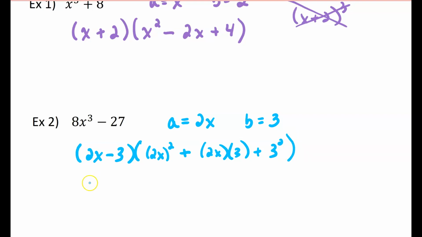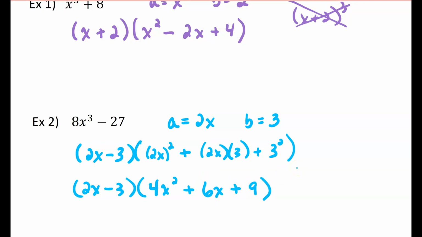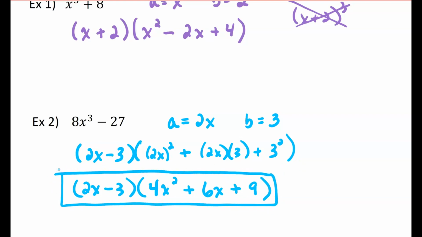So now I just want to go ahead and simplify things further. 2x minus 3 just carries down. And how do we simplify that 2x, the whole thing being squared? 4x squared. So this is 4x squared plus 2x times 3 is 6x, and 3 squared is 9, and that is the final factorization. And again, don't be tempted to factor that trinomial further, because it is not factorable.